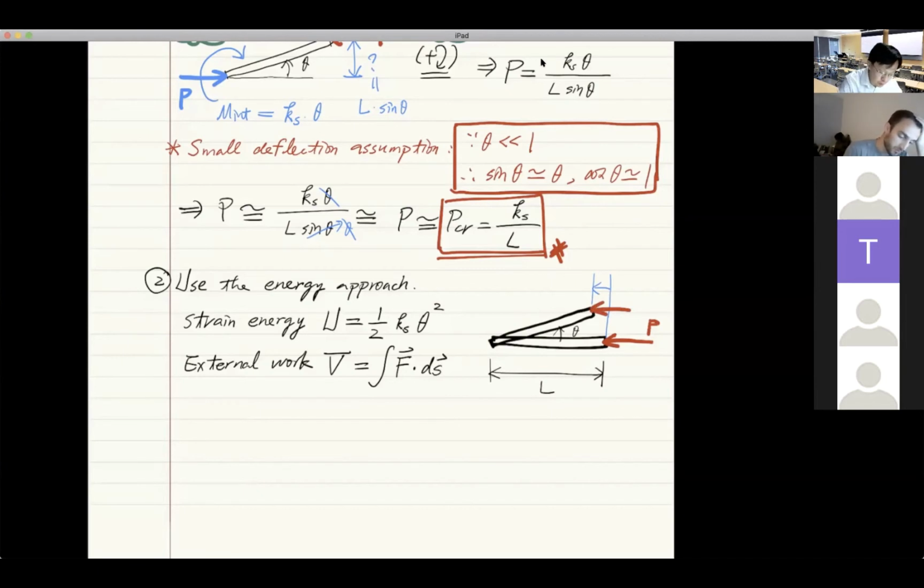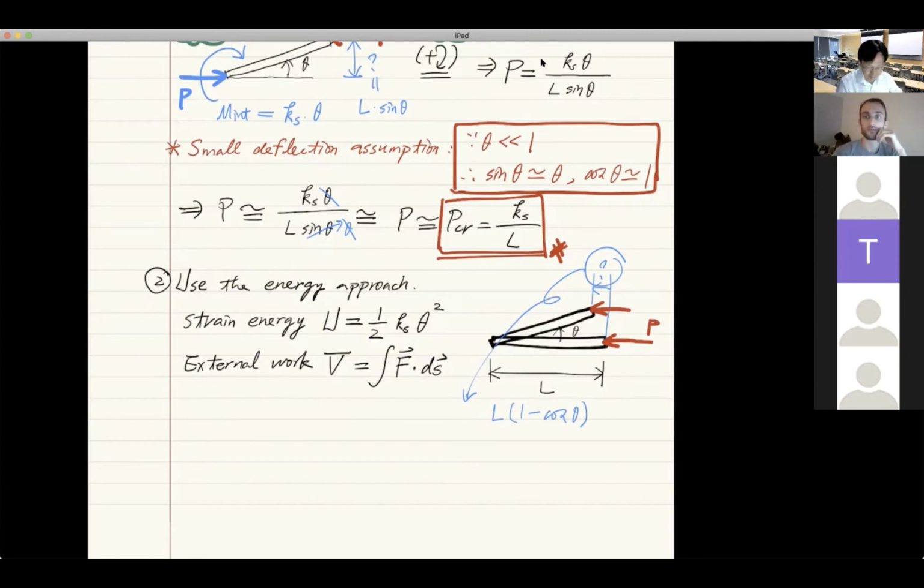So the question becomes, what is this distance? And it turns out that this distance is just P times L times 1 minus cosine theta. Would you agree? Actually, the distance is not. There's no P here. The distance is just L times 1 minus cosine theta. Would you agree?